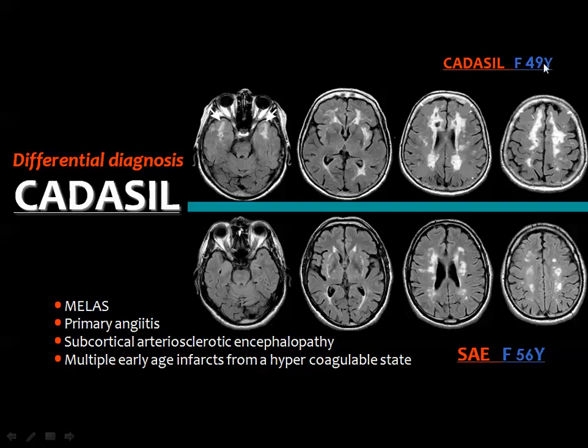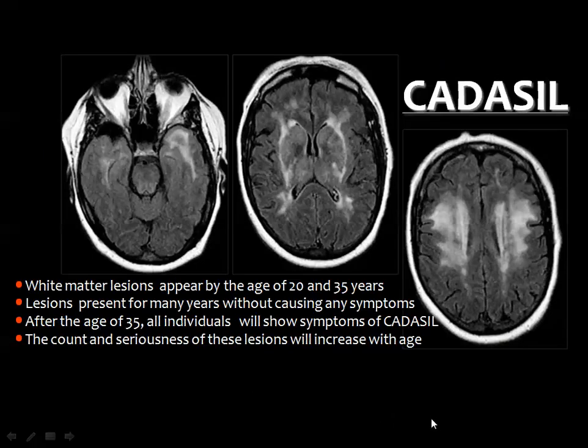The patient is relatively younger here, and the changes do not affect the temporal lobe in subcortical arteriosclerotic encephalopathy, but the changes are evident in the temporal lobe in CADASIL, together with the detection of the mutated gene. The white matter lesions appear by the age of 20 to 35 years, and these lesions will be present without any symptoms until the age of 35 years. Then symptoms begin to appear, and the number of the lesions, and the seriousness of these lesions will increase with the increase in the age.